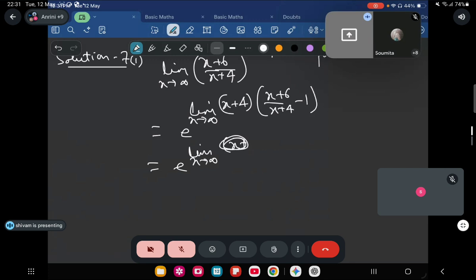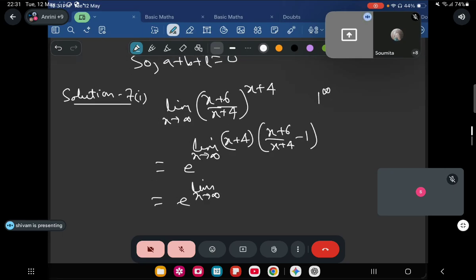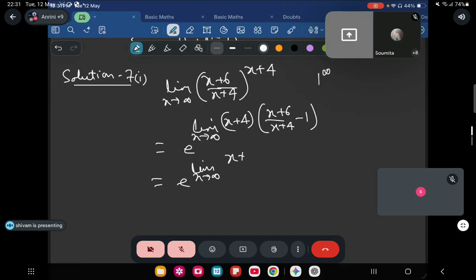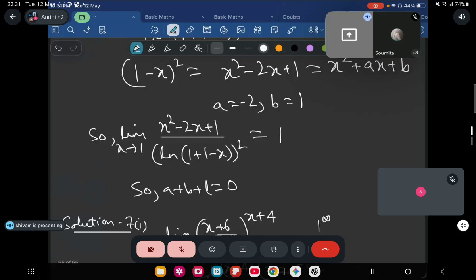This will be equal to e to the power limit x tends to infinity. Now see, everyone, x plus 4 is getting cancelled. Anyways, let us simplify first: (x plus 4) into ((x plus 6 minus x minus 4) upon (x plus 4)). So see, everyone, these two will get cancelled. We are getting e square. Tell me, anyone having any doubt, you can ask me. Plus x minus x will get cancelled.